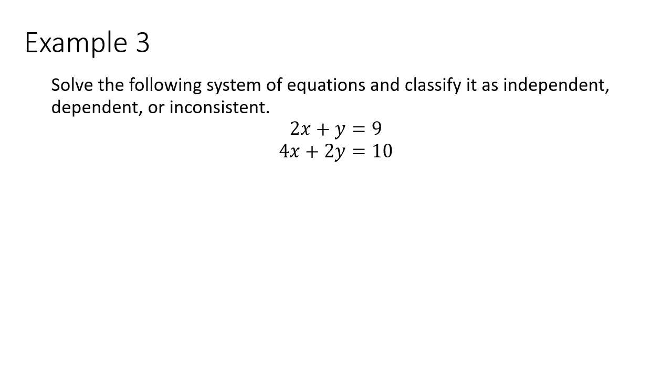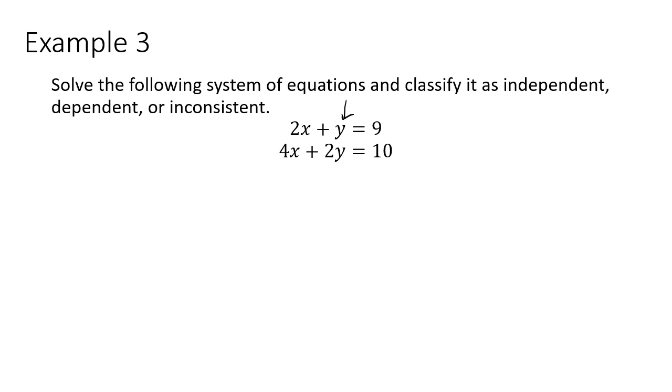Let's take a look at one more with substitution. So in example 3, we've got 2x plus y is equal to 9, and 4x plus 2y is equal to 10. So step 1, solve one of the equations for one of the variables. Usually just whatever you think is the easiest, it doesn't matter.